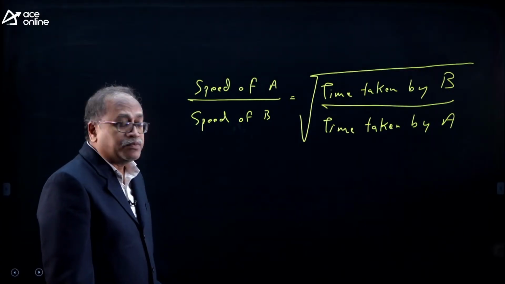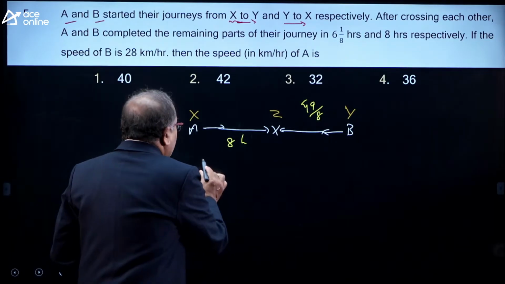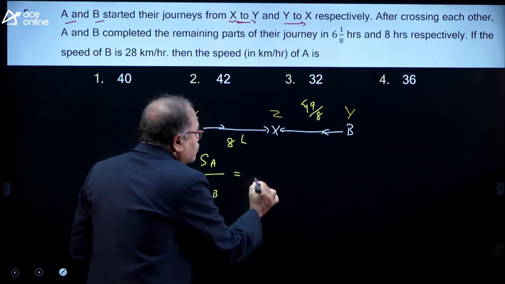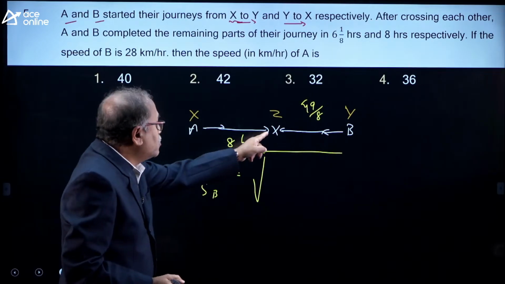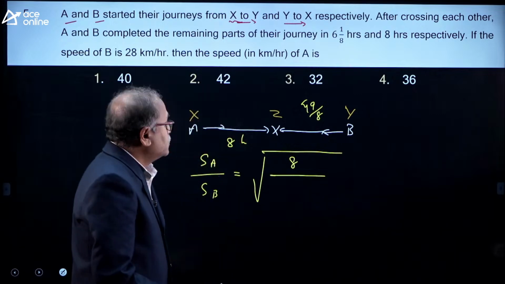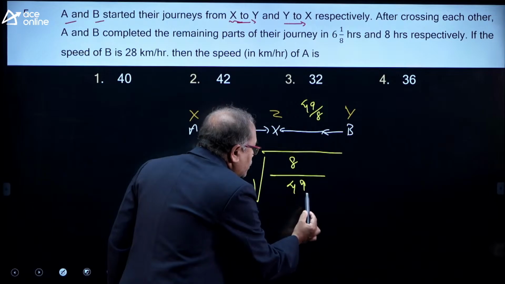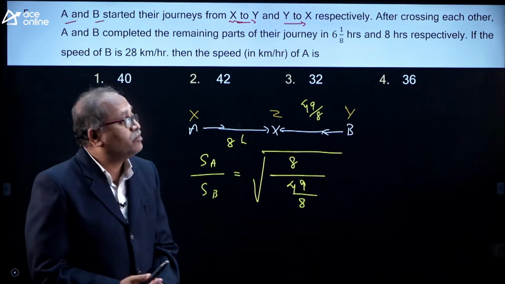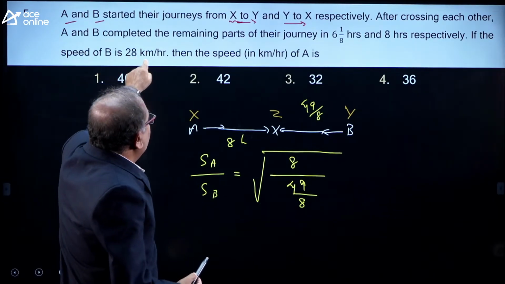Now, I am going to the question part, and this is what the question is. What is the speed of A by speed of B? Speed of A by speed of B is equal to the square root of, after crossing, B takes 8 hours, and A takes 49 by 8 hours. So, write down 49 by 8. So, you are getting the speed of A to speed of B ratio, and in this question I already know the B speed. What I need to find out?